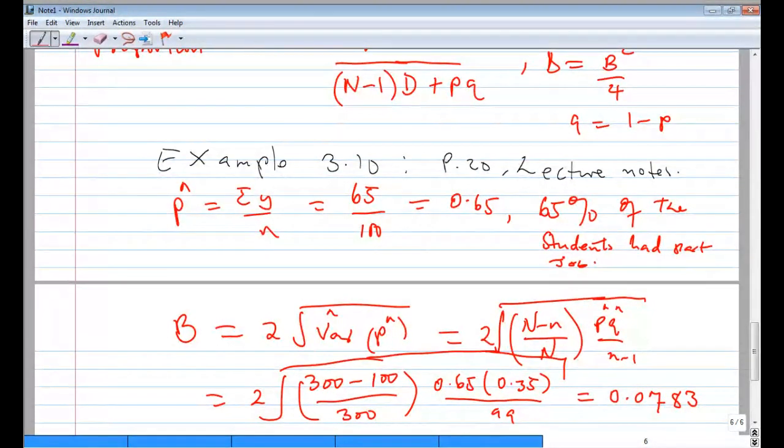Now, let's continue to example 3.11. I think it's the last example for today.